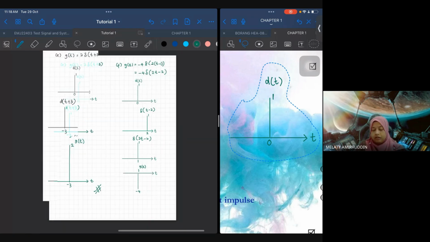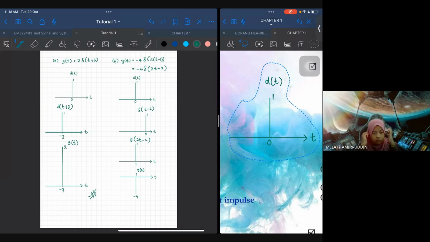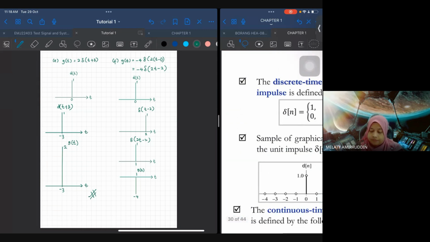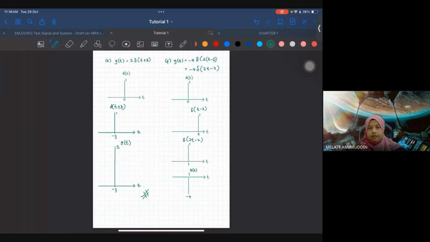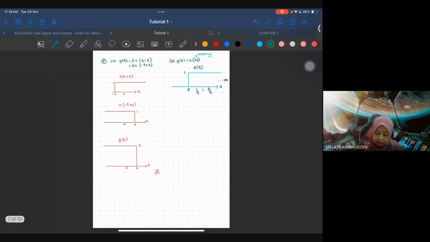Okay. So I hope all of you understand how to do it. Okay, next we go to the next subchapter.